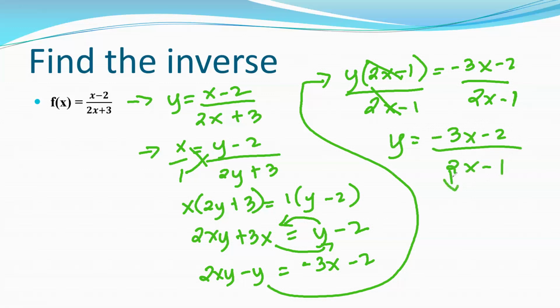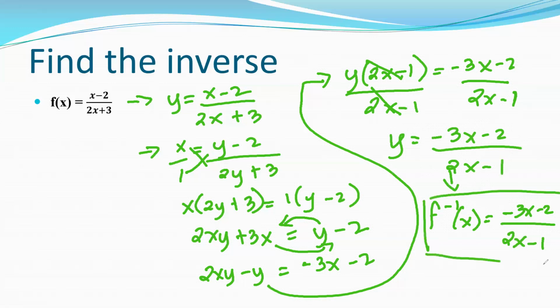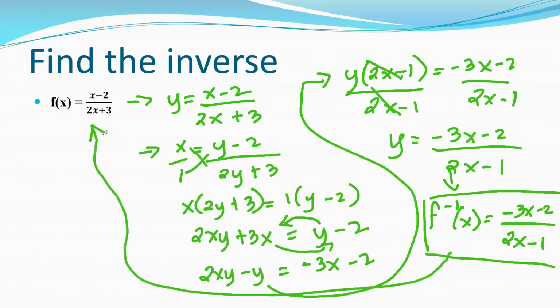And then we just have to change y with inverse notation. So f raised to negative 1 of x is equal to negative 3x minus 2 all over 2x minus 1. So this is now the inverse of this rational function.